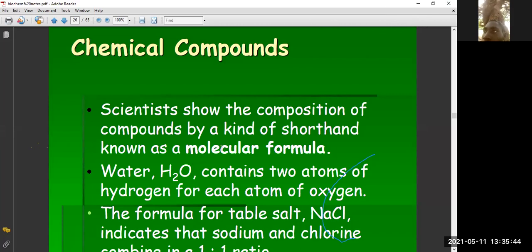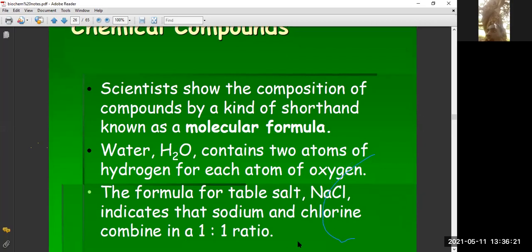Okay, so we proceed. So the definite combination, the definite proportion, the combination of these elements. Water, which is H2O, contains two atoms of hydrogen for each atom of oxygen. This is one of our chemical compounds. Another chemical compound is the commonly known salt, the formula for table salt. The salt that is usually used, sodium chloride. So this is a salt. There's sodium and there's chlorine.